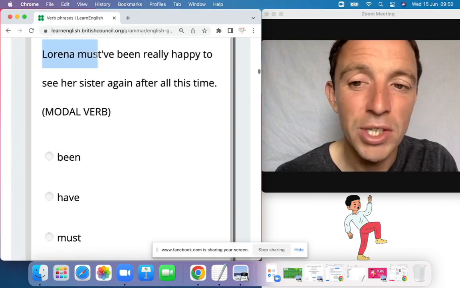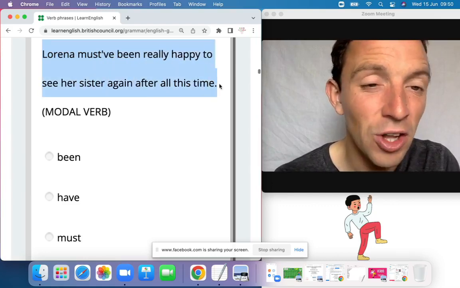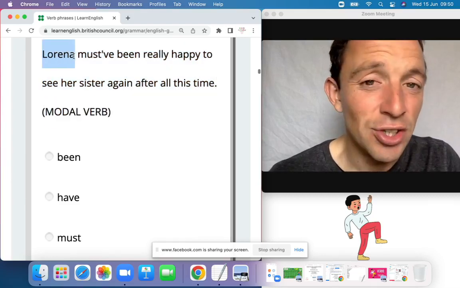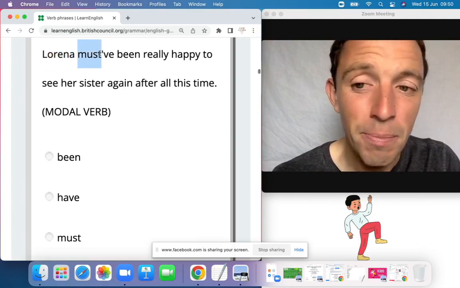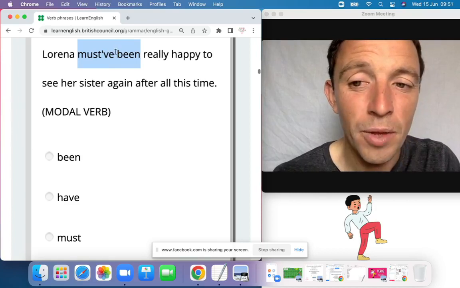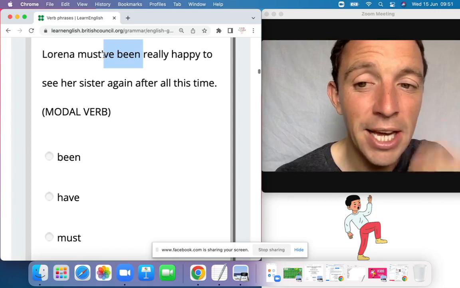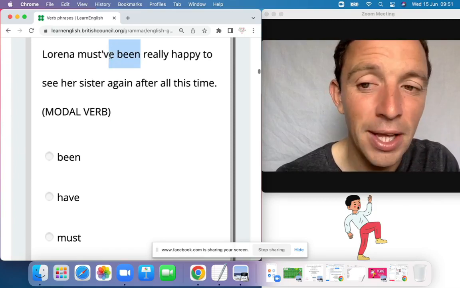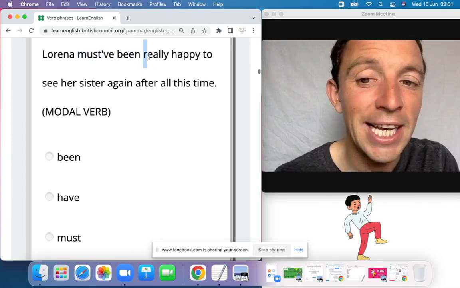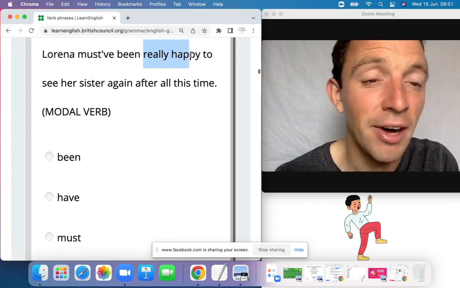Lorena must have been really happy to see her sister again after all this time. We need to identify the modal verb. Lorena is the subject, must is a verb, have is a verb, and be is a verb. So we have 3 verbs again. We have the verb have plus the verb to be. The verb to be is in the participle, have is in the auxiliary, and must is the modal. Really is the intensifier, and happy is the adjective. So really, really happy, the intensifying adjective.